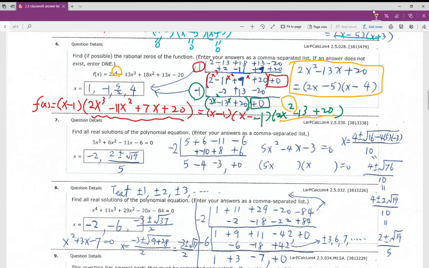Therefore, in the end, this function you can factor to x minus 1, x plus 1. This is x plus 1, right? And this one is 2x minus 5, x minus 4. So I found all the factors. And then I make each factor equal 0. So I find all my zeros, 4 zeros here. So this is number 6.